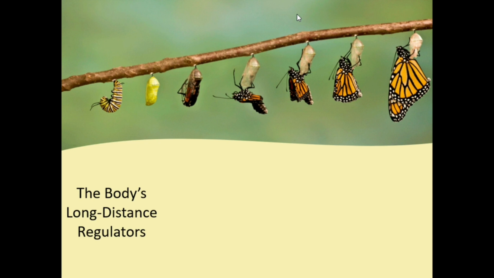So hormones then are the body's long-distance regulators. Not only are they acting over long periods of time, so they're controlling metabolism and growth and reproduction over the entire period of your life, but they're also able to control body systems and processes across the whole body, even though you have small glands in very specific parts of the body.